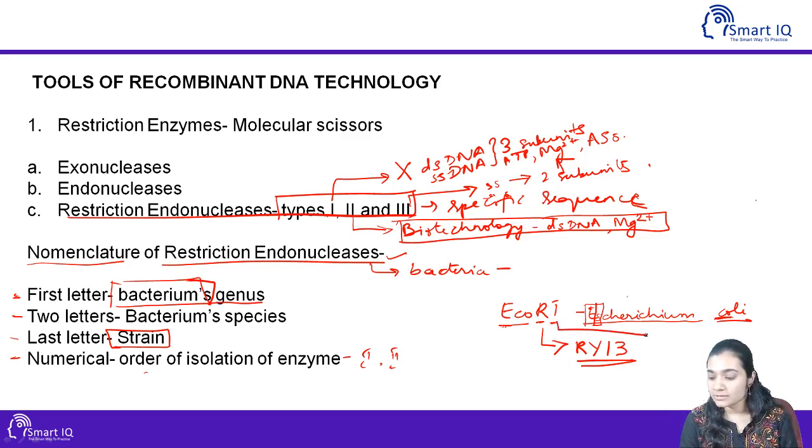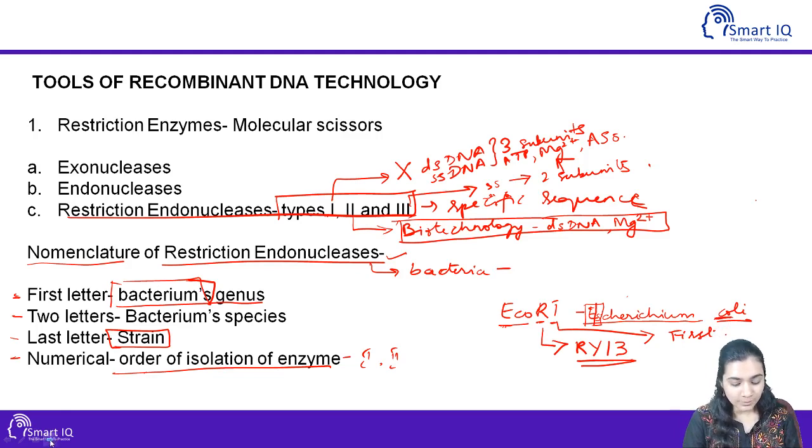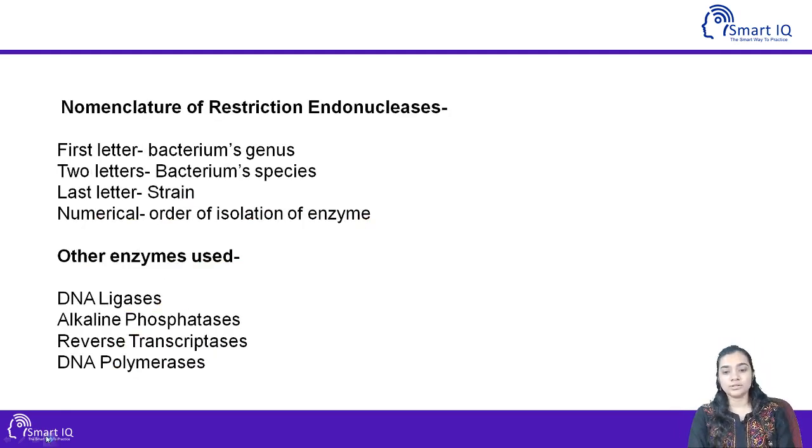Now, 1. What is 1 here? The numerical is the order of isolation of the enzyme. So this was the first enzyme that was isolated from the Escherichia coli bacteria. I hope it's clear. Now moving on to the other enzymes that are used.